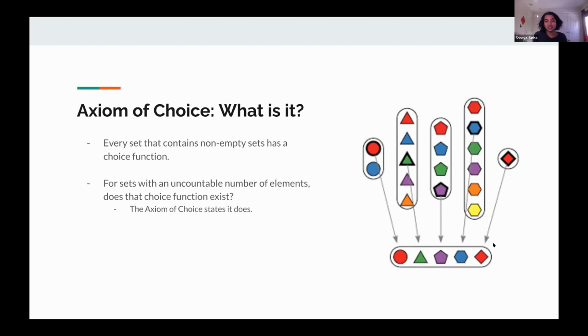Does that choice function actually exist? The axiom of choice states that it does. You don't have to prove that it exists. You don't have to show what the function is. All the axiom of choice does is say that it exists, and you can just assume that to be true.